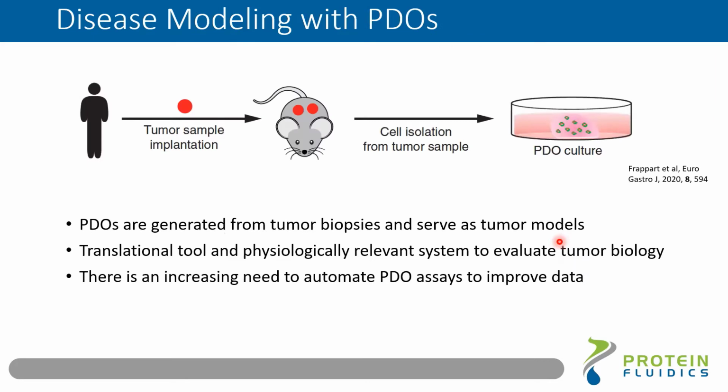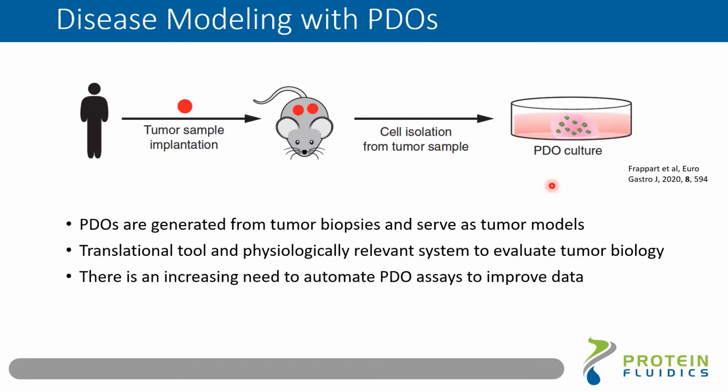So disease modeling with PDOs is a very exciting area, and a lot of labs are now getting involved in this. Very promising for not only understanding cancer, but moving into precision medicine, where you can now derive therapies based on responsive patient-derived tumor models. PDOs are generated from tumor biopsies, sometimes through mice and xenografts, and then into PDO culture where they can form organoids. It's really a nice translational tool and provides you a physiologically relevant system to evaluate tumor biology.